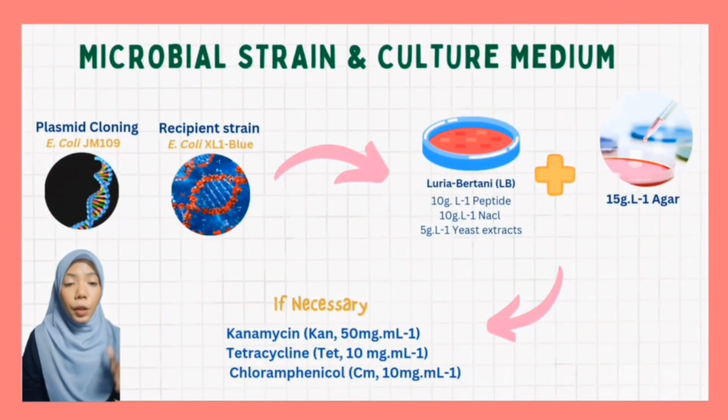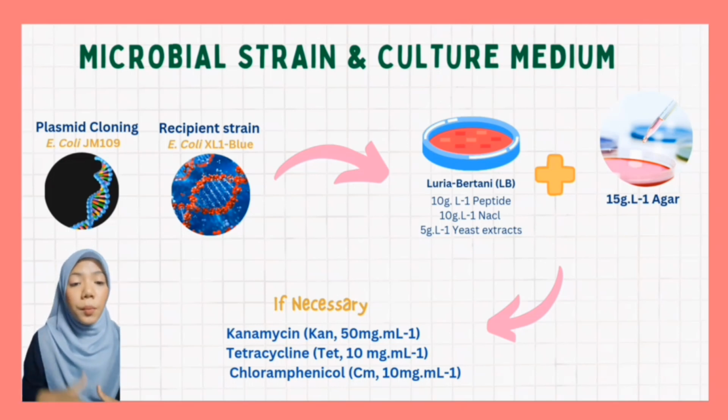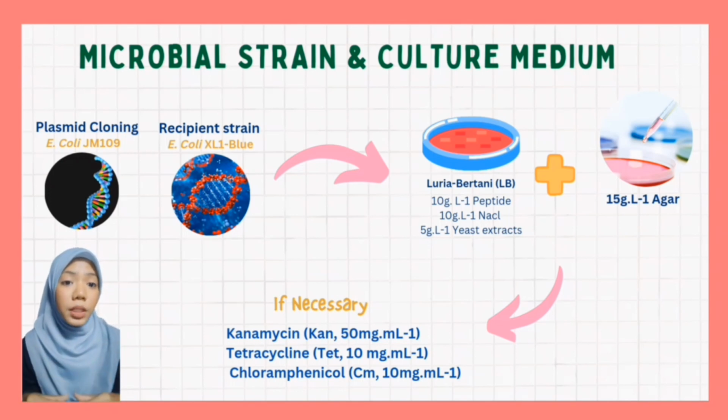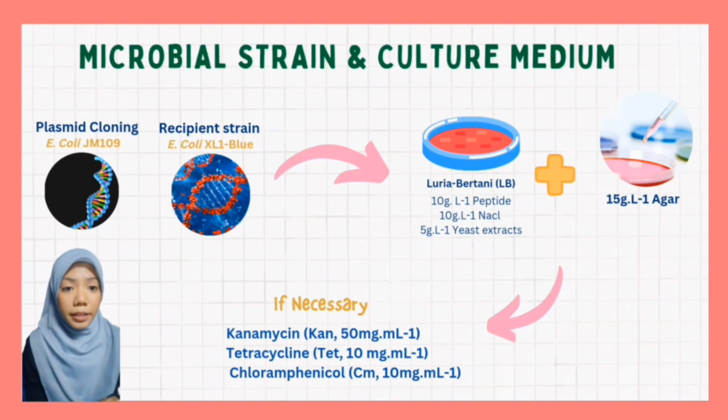Okay, the first step is microbial strain and culture media. There will be plasmid cloning and recipient strain. The plasmid cloning strain we derive from E. coli JM109, and the recipient strain we derive from E. coli SL1 blue. And then both of the E. coli, we are going to culture in Luria Bertani media that contains sodium chloride, peptone, and yeast extract. And for the solidified LB media, we put agar in it. And if necessary, we add kanamycin, tetracycline, and chloramphenicol.